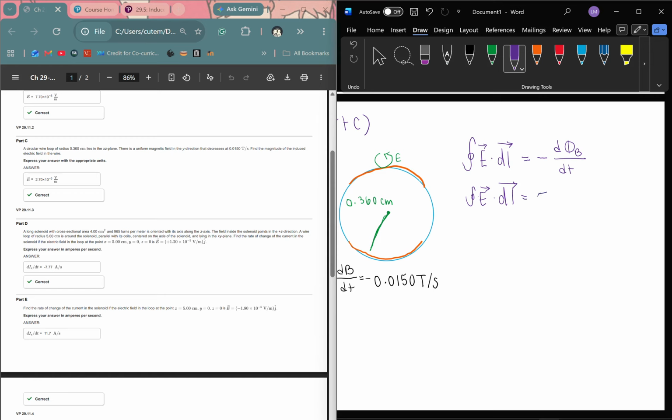Equals E times the circumference of the circle. Electric field times the circumference of the circle. I'm going to write the magnetic flux, which is equal to the magnetic field multiplied by the area enclosed by the circular path.